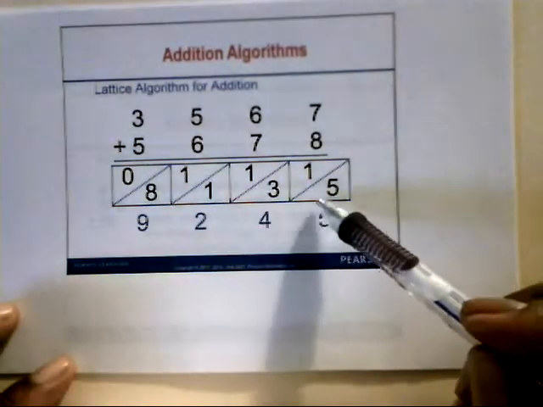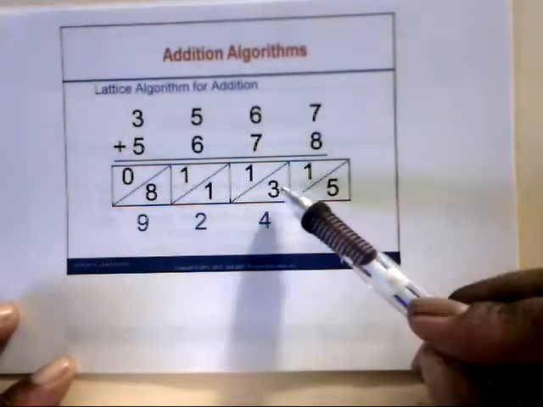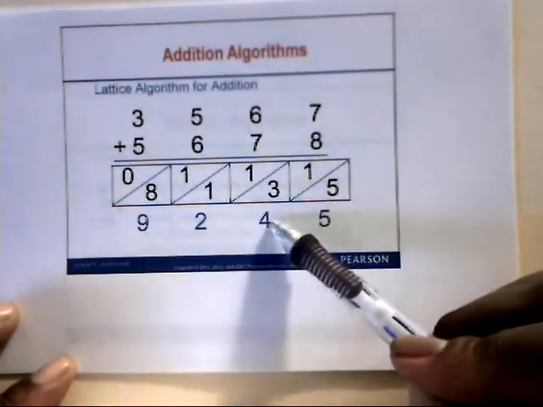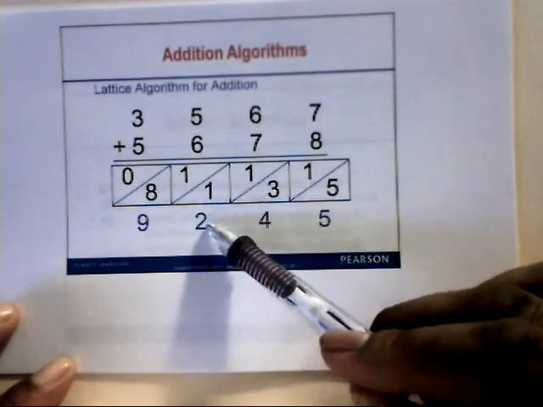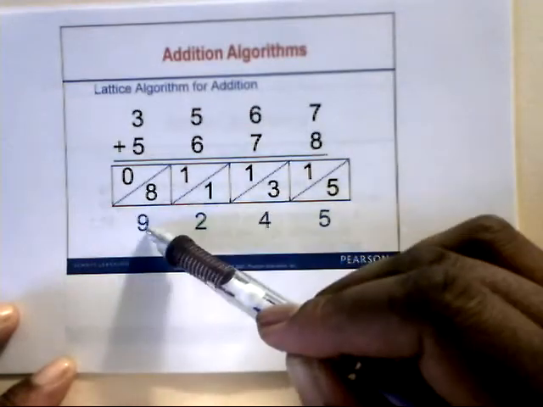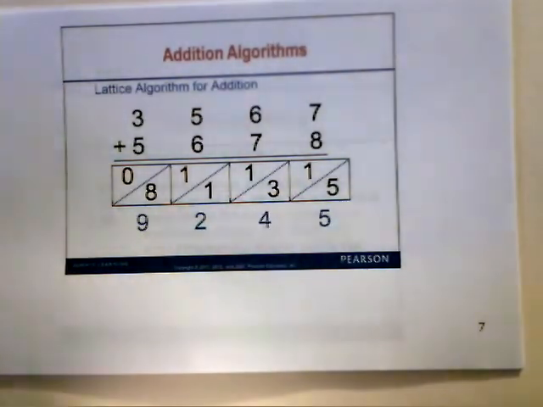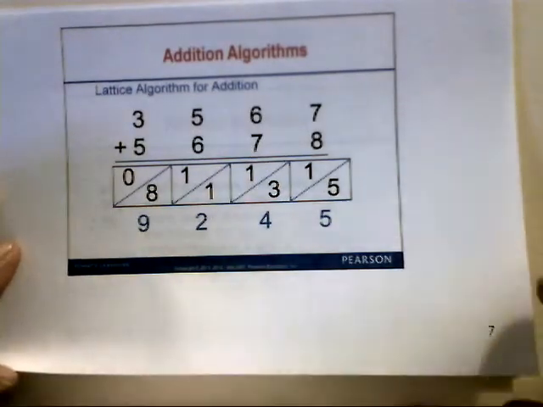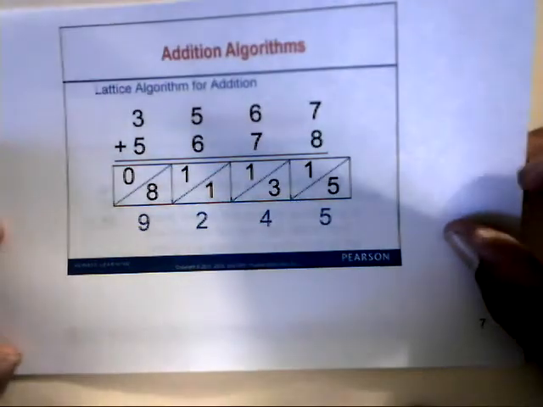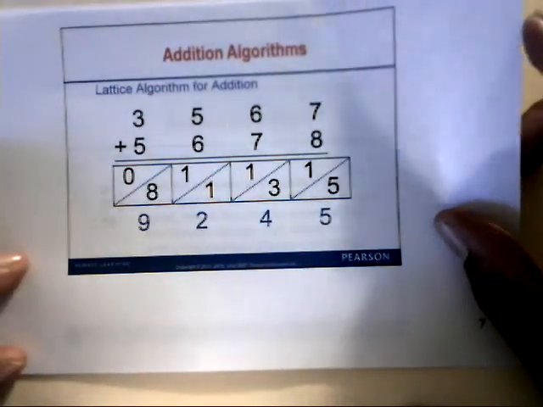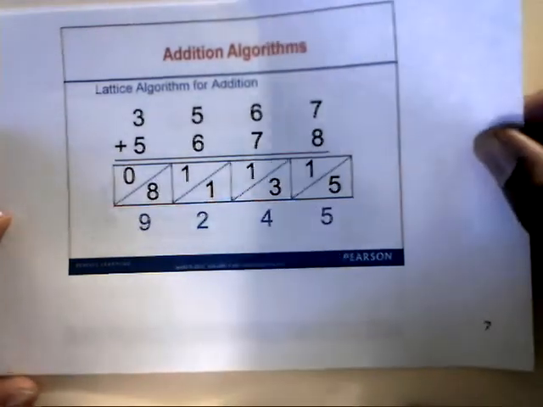Okay? So here we can't add anything to the 5, so we bring down the 5. Add the 3 and the 1, that will give you the 4. Add 1 and 1, that's going to give you 2. And then add 8 and 1, that's going to give you the 9. So 3,567 plus 5,678 will give you 9,245. Okay, this is a good way of showing students how to add using the lattice method for addition.